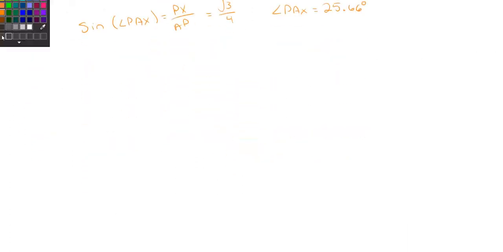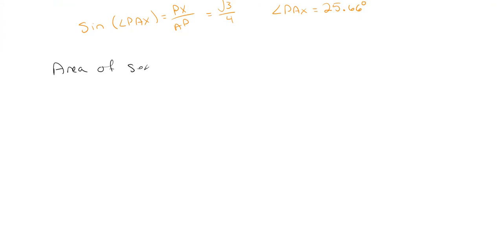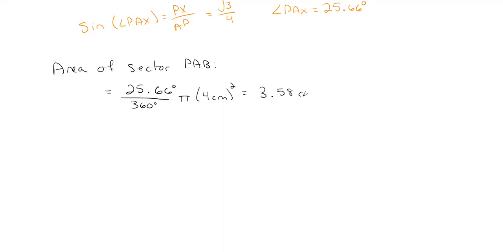They're not super complex with this problem once you break it down. So the area of my first sector, which is the larger circle sector of PAB, would just be my angle within that circle sector of 25.66 degrees divided by the total of a circle, which is 360. So it gives us our portion there, which will be pi times the radius squared, which is 4 centimeters. And this gives us an area of 3.58 centimeters squared for my first circle area.